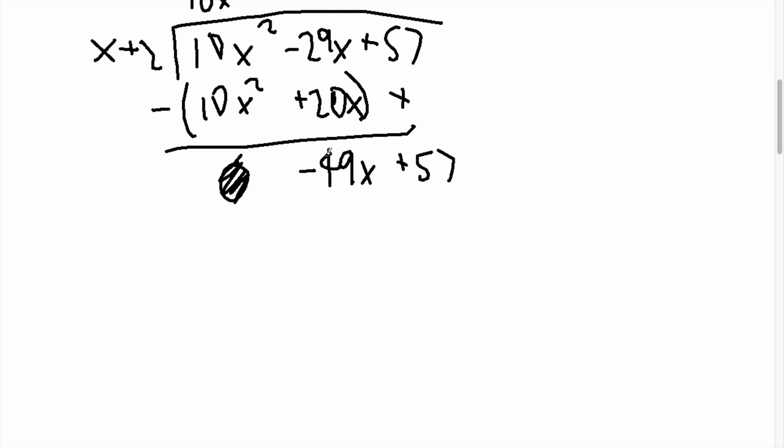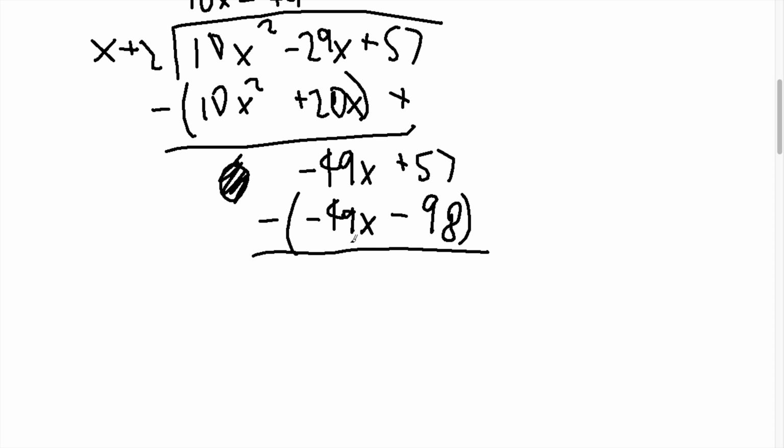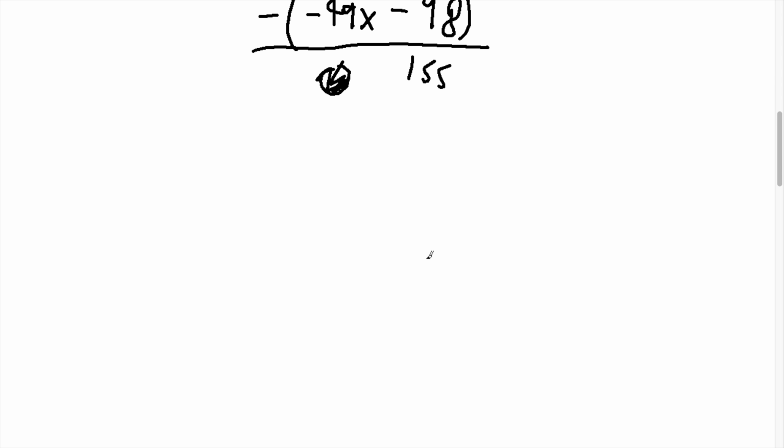You figure out how many times x goes into minus 49x, which is minus 49 times, and then you multiply minus 49 by x plus 2, and subtract that value from what we have left. So you'd subtract the value of minus 49x minus 98, which once you distribute the negative gives you 0, which you ignore, and 155. And that's as simple as you can make this.